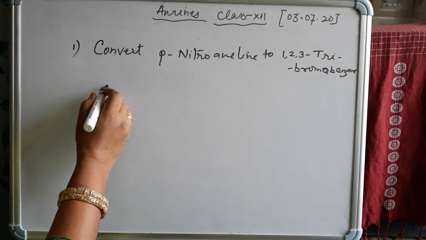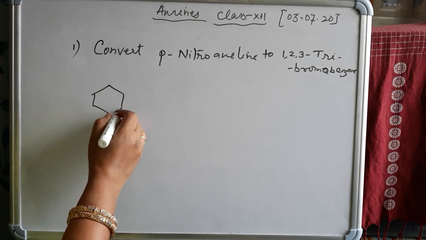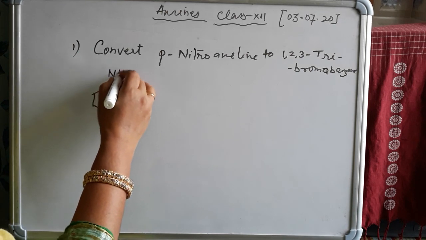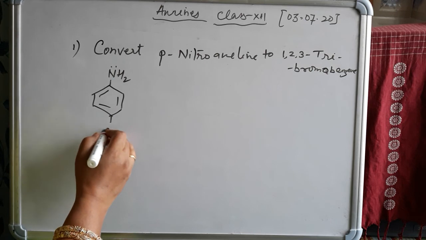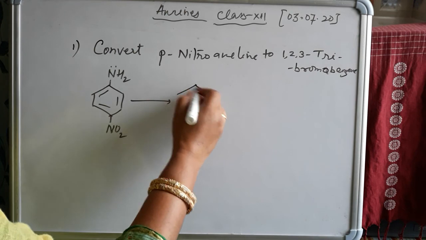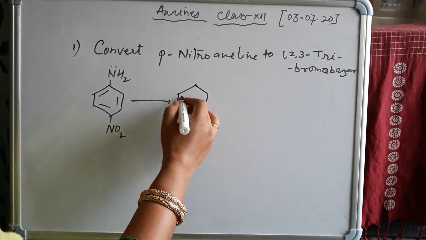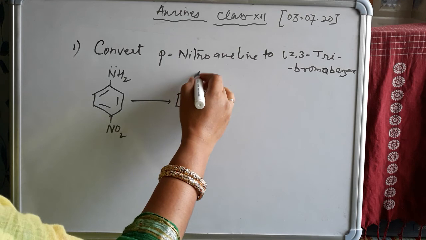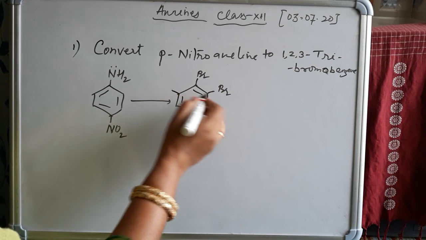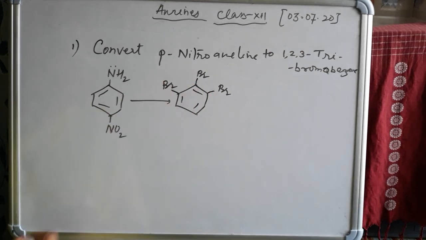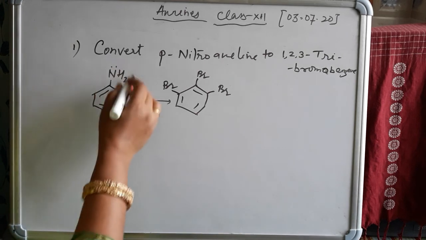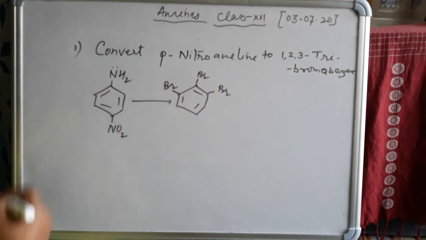So at first, draw the structure. Para nitro, that means the nitro group is present at the para position, and we convert this compound to 1, 2, 3 tribromobenzene. So this group is removed, and bromine is substituted on these positions.